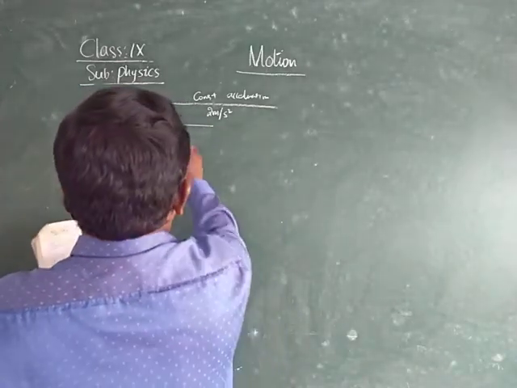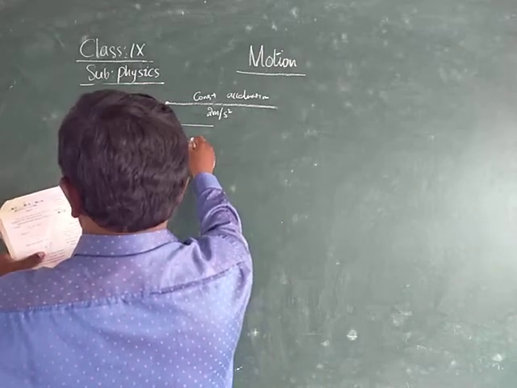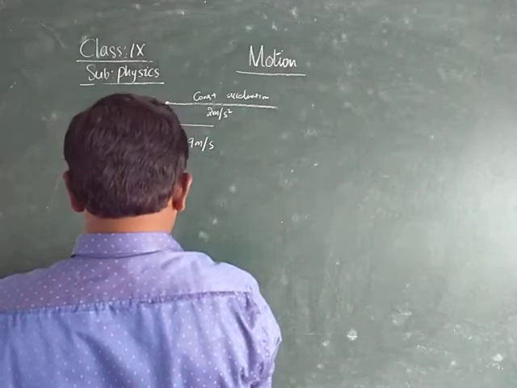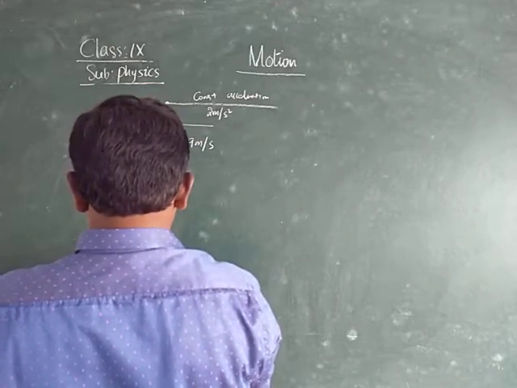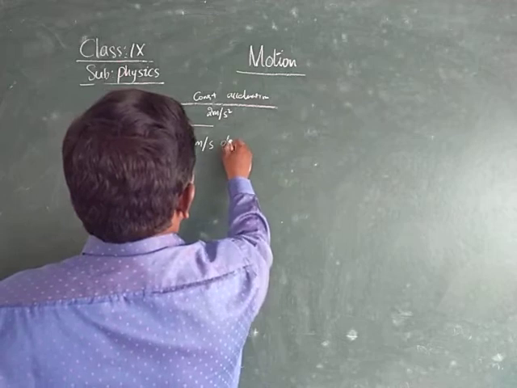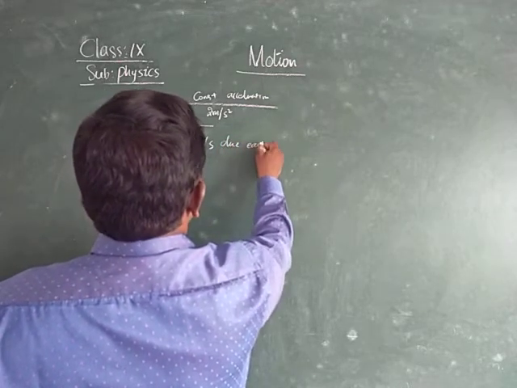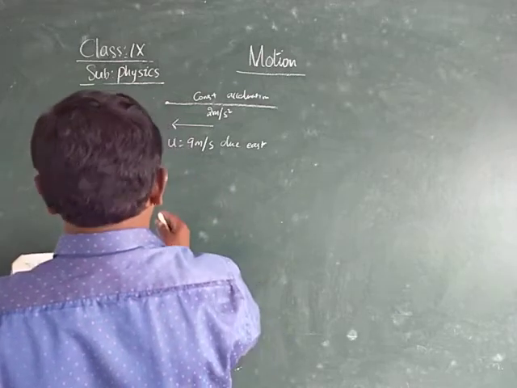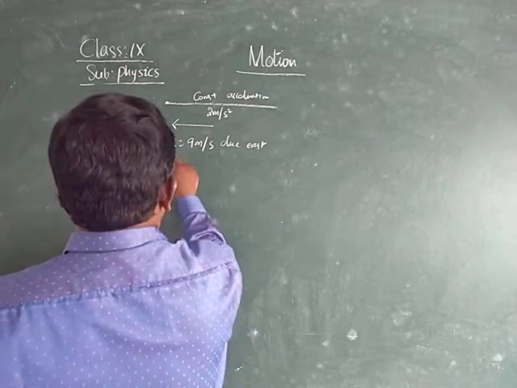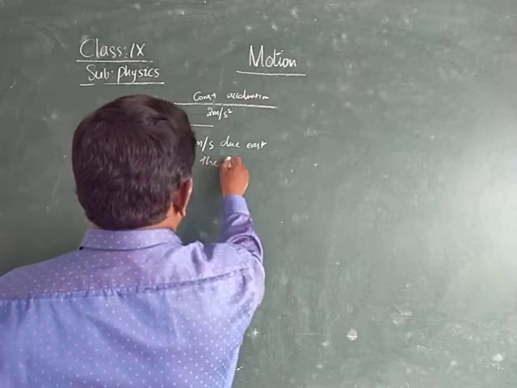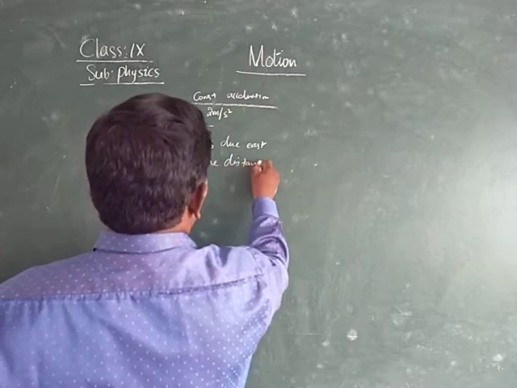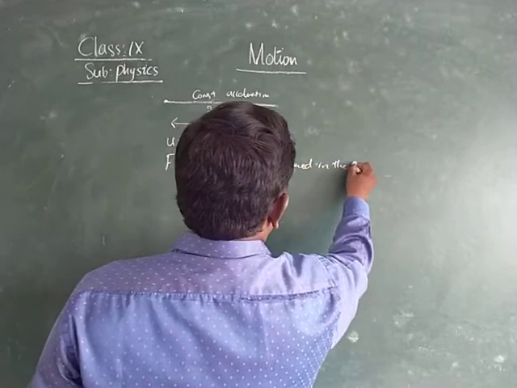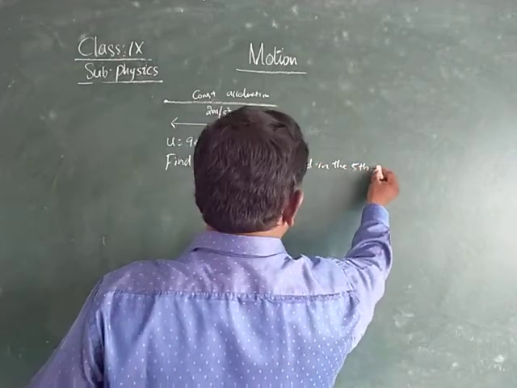Here he has given the initial velocity, that is 9 meters per second due east. And here, find the distance covered in the 5th second of its motion. Find the distance covered by a body in the 5th second.